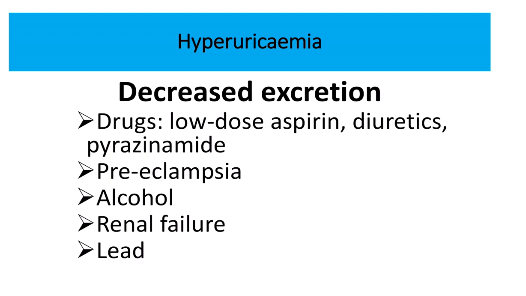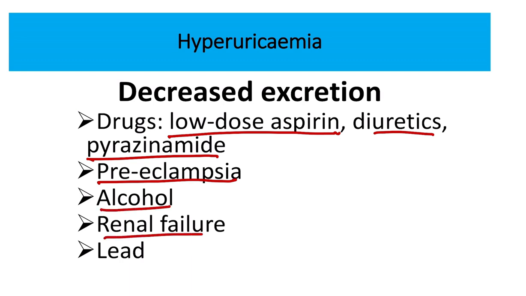Among them, some important drugs such as low dose aspirin, diuretics, pyrazinamide, and then preeclampsia, which is present in pregnancy, alcohol, renal failure, and lead.